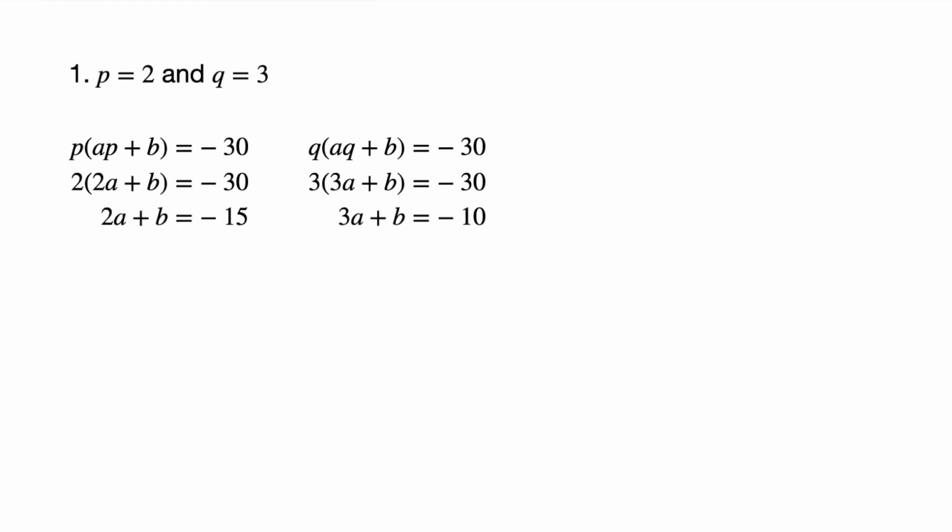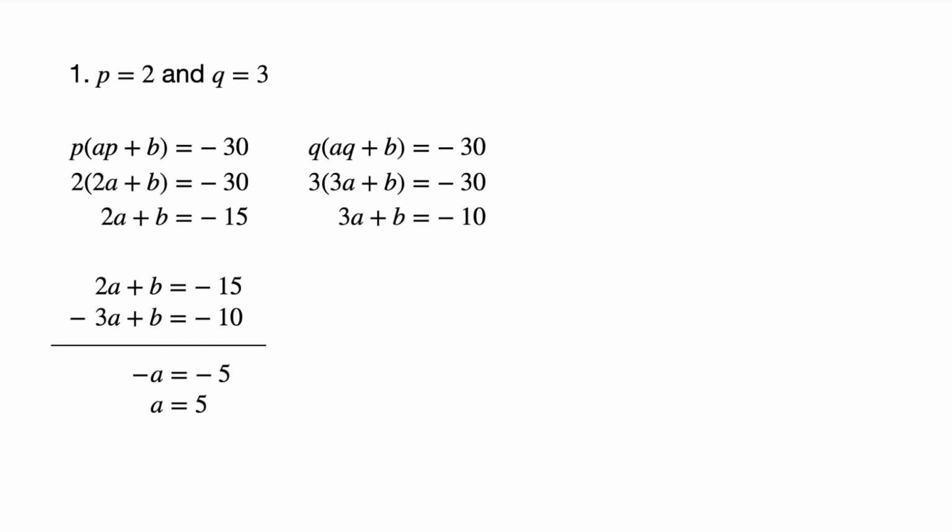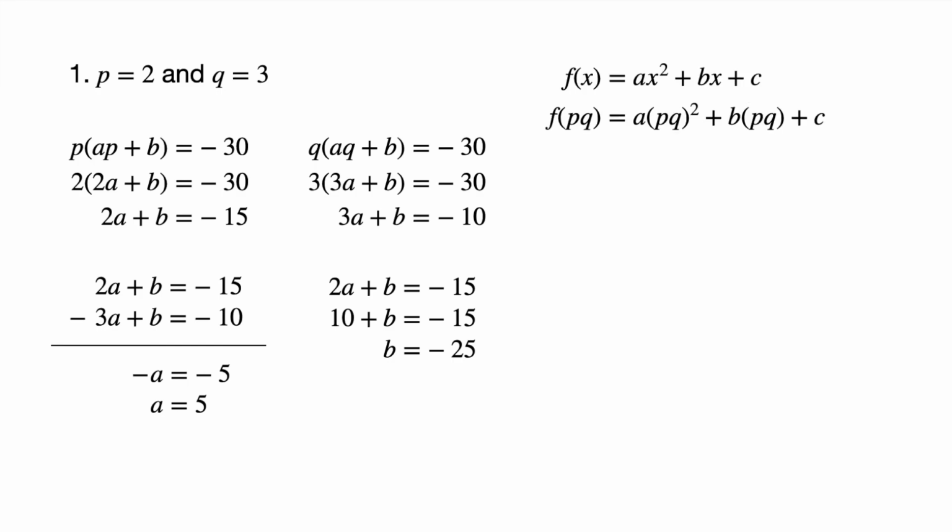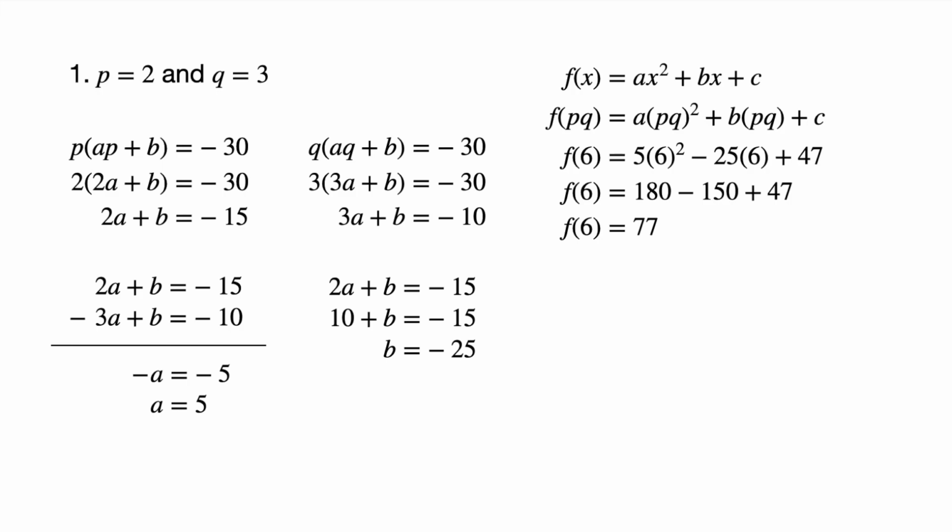To solve for a and b, we do some quick equation manipulation. Take this one and subtract it from the other. This cancels out the b and leaves us with a equals 5. Now we plug back a to find b, which is negative 25. So back to our function. If we want to find f of pq, we can plug in the numbers we know for each. pq is 2 times 3, which is 6. a is 5, b is negative 25, and c is 47. Simplifying, we get 77, which is one possibility for what f of pq is.